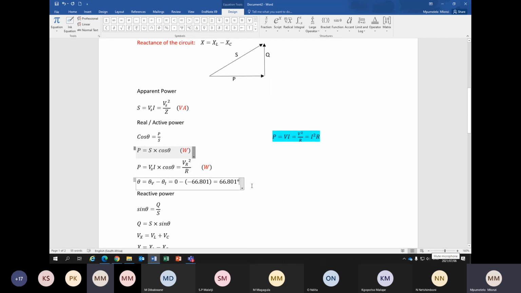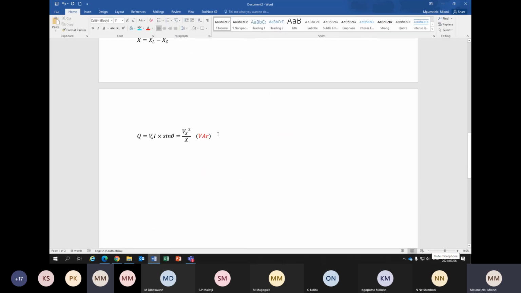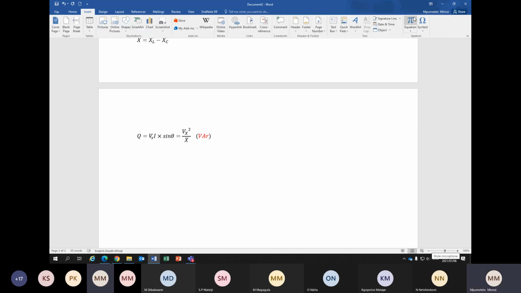Okay, but we also have another parameter which needs to be explained, and that is power factor.